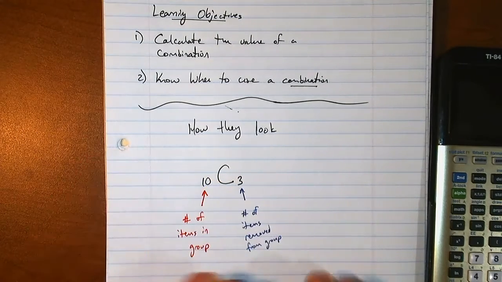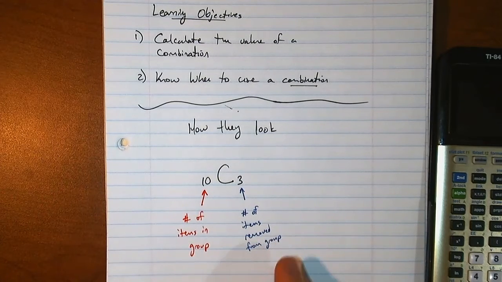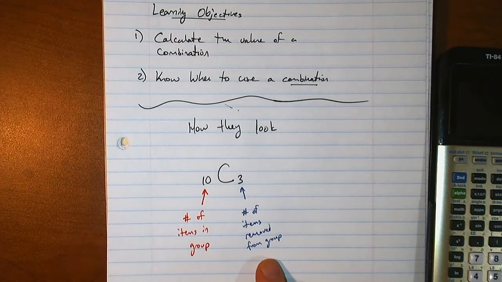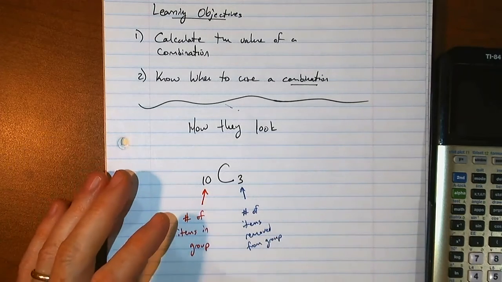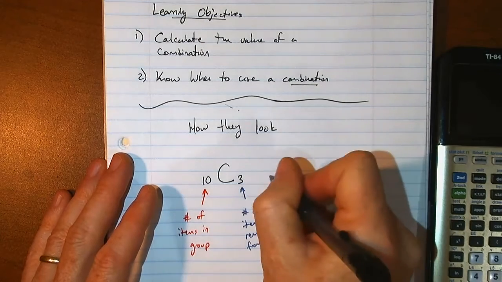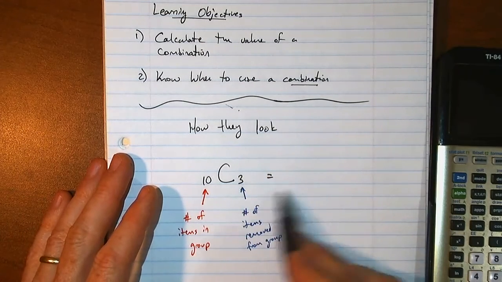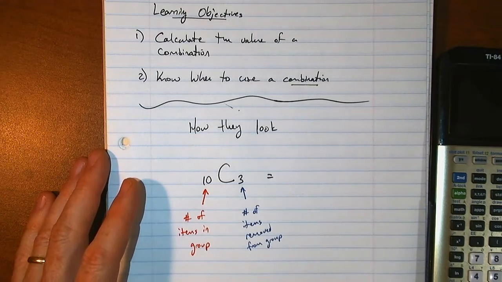In a permutation, the order matters. I care about what order I picked the 3 items in. I care about which one was first, which one was second, which one was third. In a combination, all I care about is what I pick. I don't care about the order that it's in. So picking something first and picking something second is no different in my mind when I'm working with a combination. So do you think that if I have 10 items and I'm going to pick 3 out of them and I don't care about the order, will this be more or less than the 720 that we got when we did the permutation? Think about that.